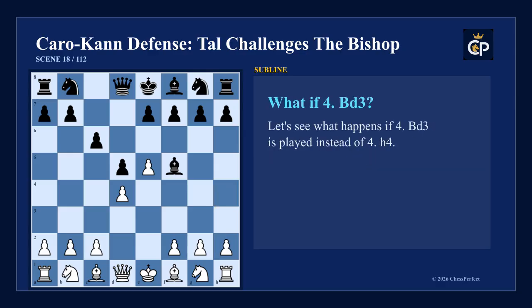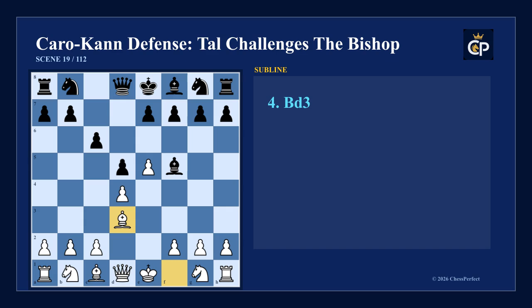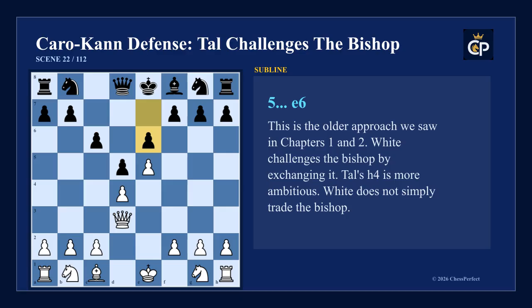Let's see what happens if bishop d3 is played instead of h4. Bishop d3. Bishop takes d3. Queen takes d3. e6. This is the older approach we saw in Chapters 1 and 2. White challenges the bishop by exchanging it.